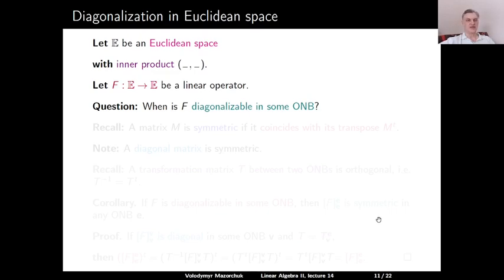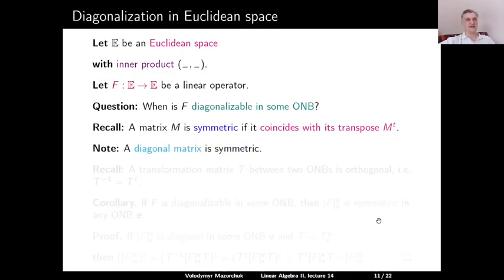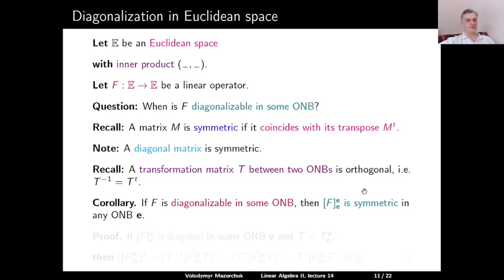In order to answer this question, let us recall that a square matrix is called symmetric if it coincides with the transpose of this matrix. And note that a special case of the symmetric matrix is a diagonal matrix. Any diagonal matrix is symmetric for obvious reasons. Also recall that a transformation matrix between two orthonormal bases is orthogonal, meaning that the inverse of such a transformation matrix coincides with the transpose of this matrix. From here, we can derive the following corollary.